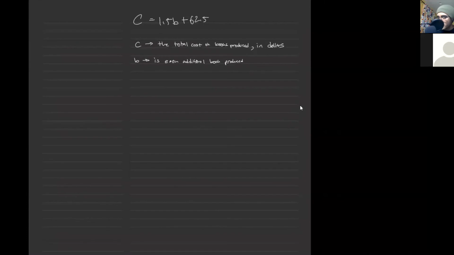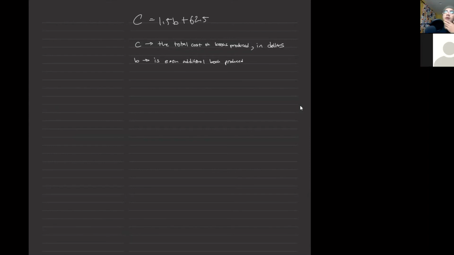So what can we say about this? What do we know about this equation so far, just based on that? So 62.5. Okay, so Nadia, you found the trick, right? In order to make one book, it'll be 62.5 plus the 1.5, right? Then that would be 64. However, 0 books, like Nikki suggests, is going to be 62.5, right? If you produce 0 books, it's still going to cost 62.5.